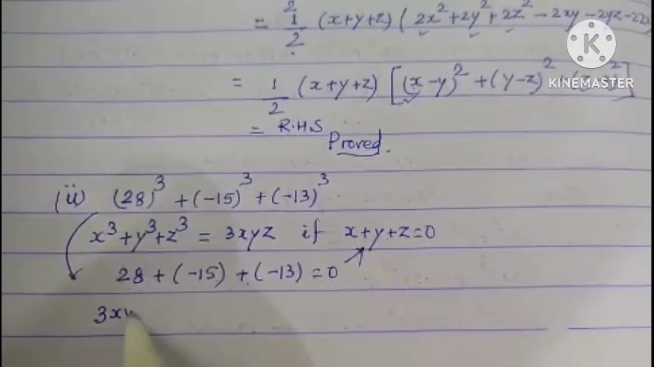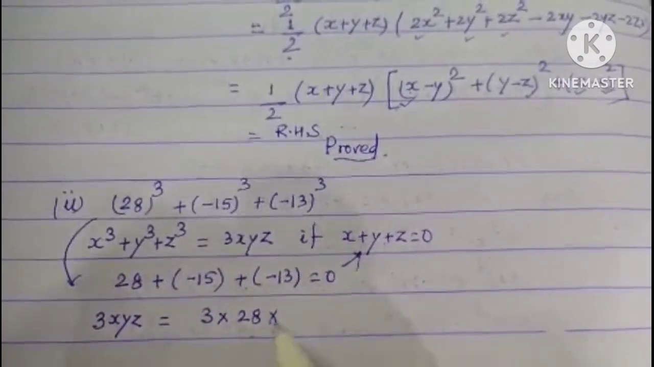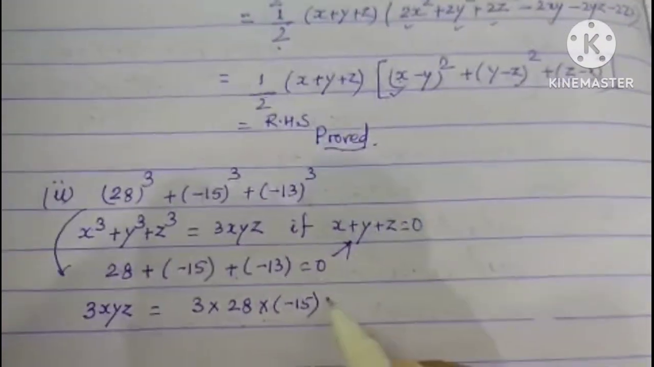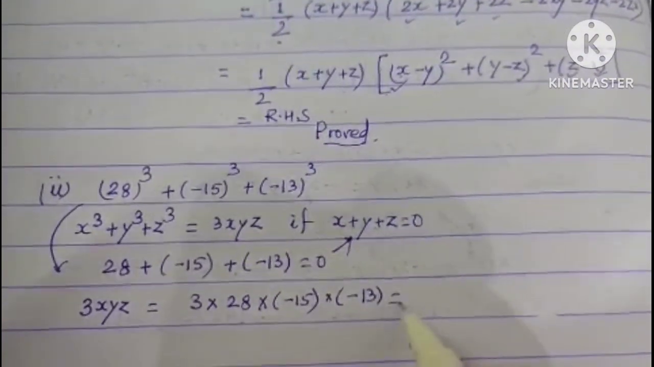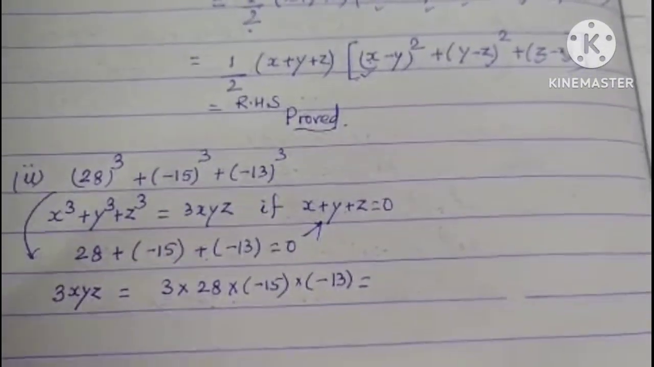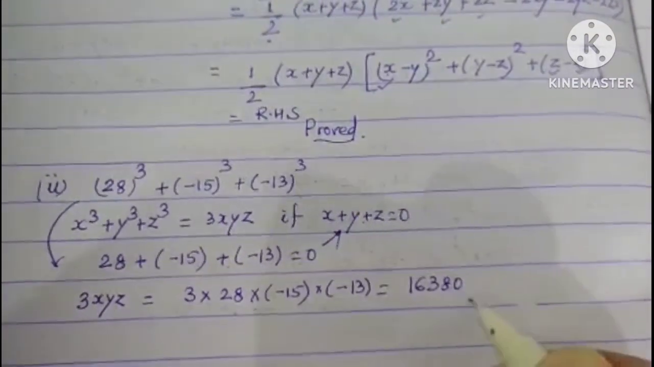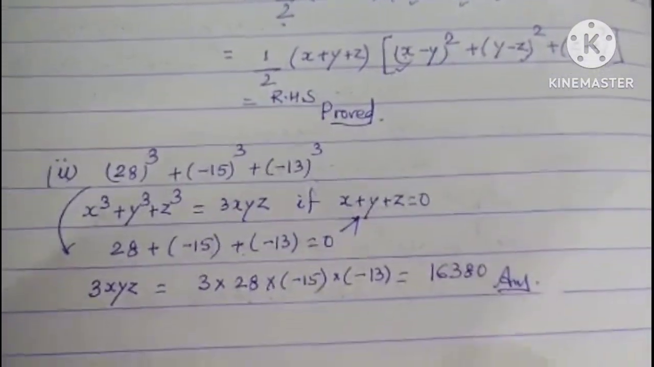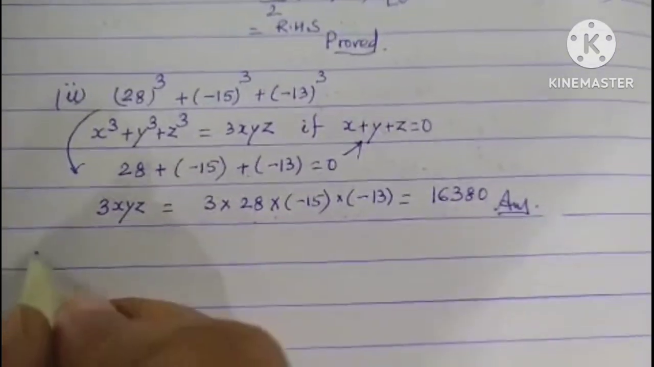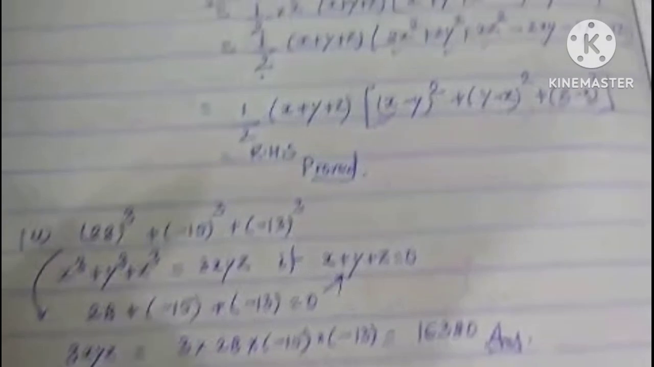So 3xyz, that will be equal to 3 into 28 into minus 15 into minus 13, and that will give us minus minus plus, and this value is 16380. You can do the calculation. This is the value. Let us do the third one.